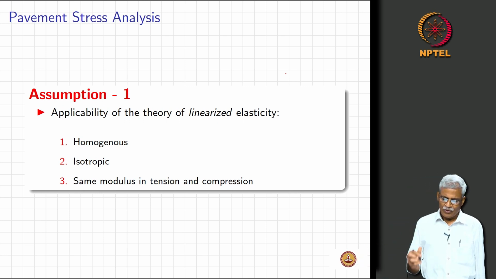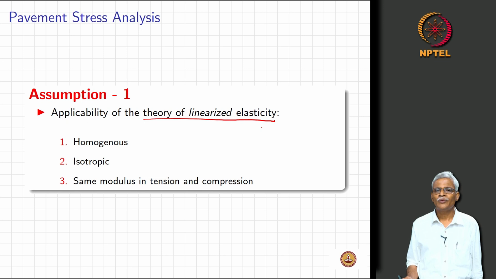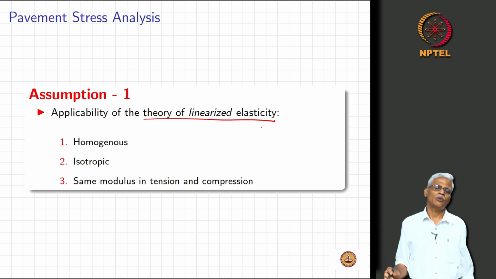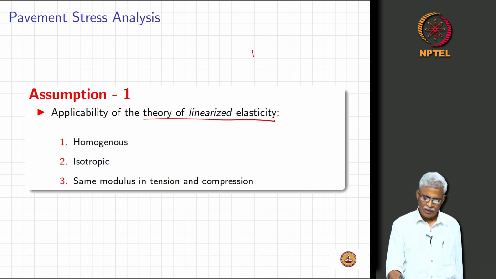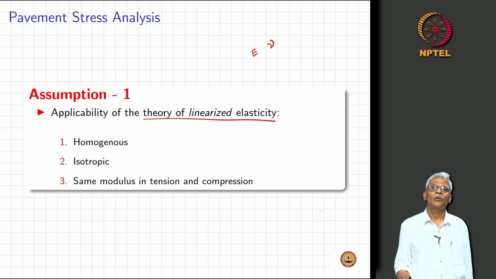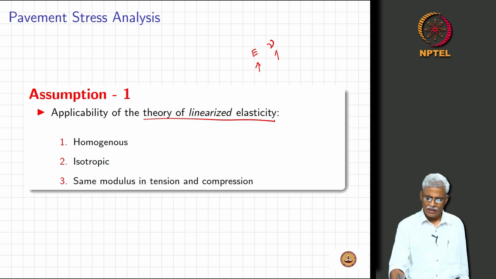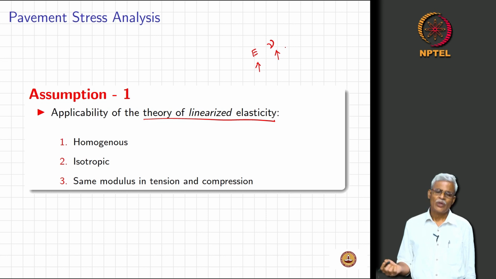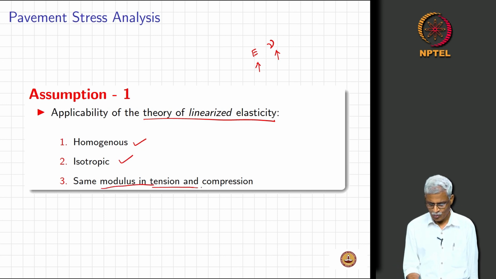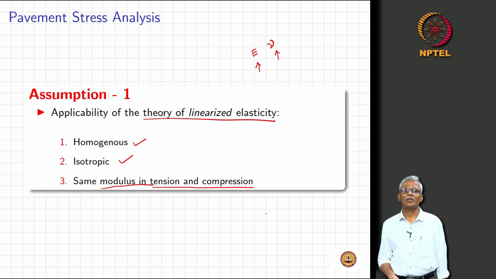Okay. The first and foremost thing that I am going to assume is the theory of linearized elasticity is valid. So, that means this entire pavement system can be represented by 2 parameters E and nu, the modulus of elasticity, and then this is your Poisson's ratio. We also are going to assume that it is homogeneous and isotropic, and in addition we are going to assume that there is going to be the same modulus in tension and compression.